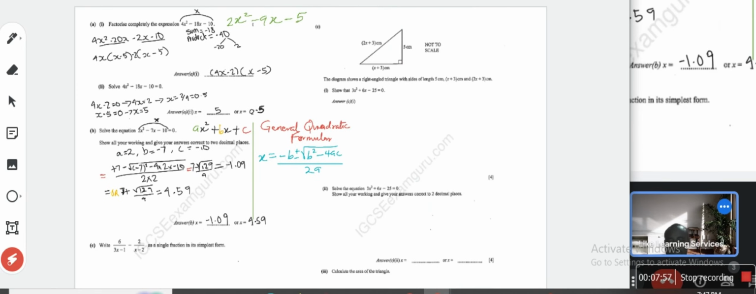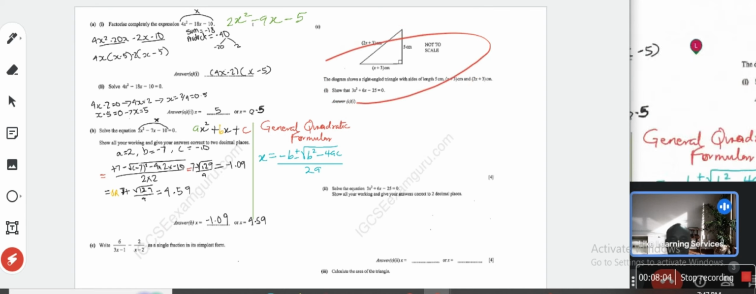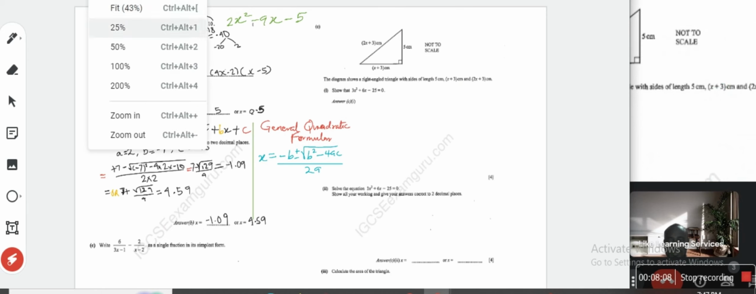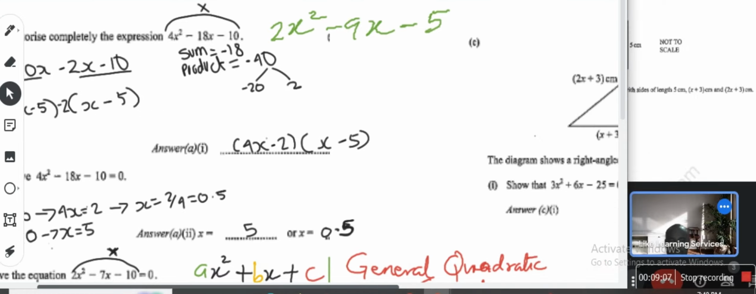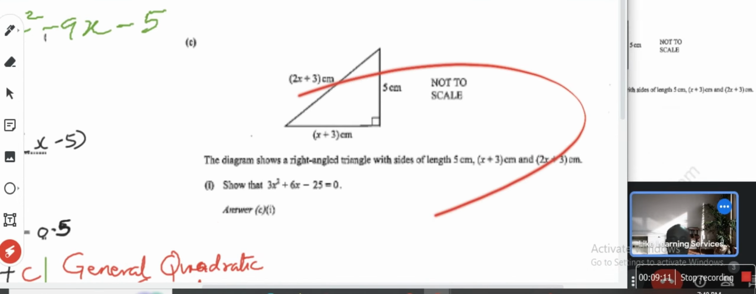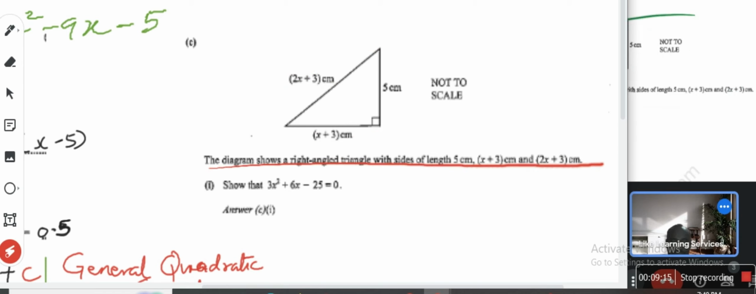Before we look at this question here, can we do this one? Can you do this one at the right hand side? The question says the diagram is given not to scale, and then we are asked to show that 3x squared plus 6x minus 25 is equal to 0.